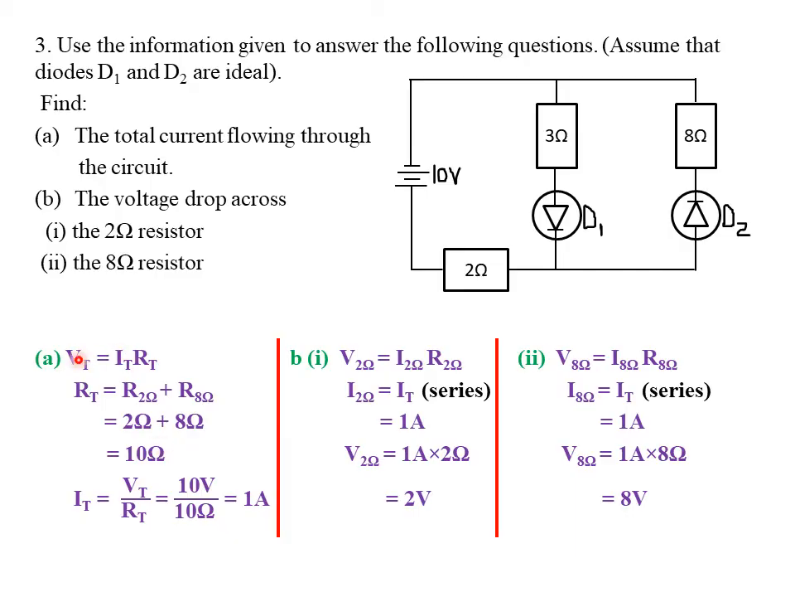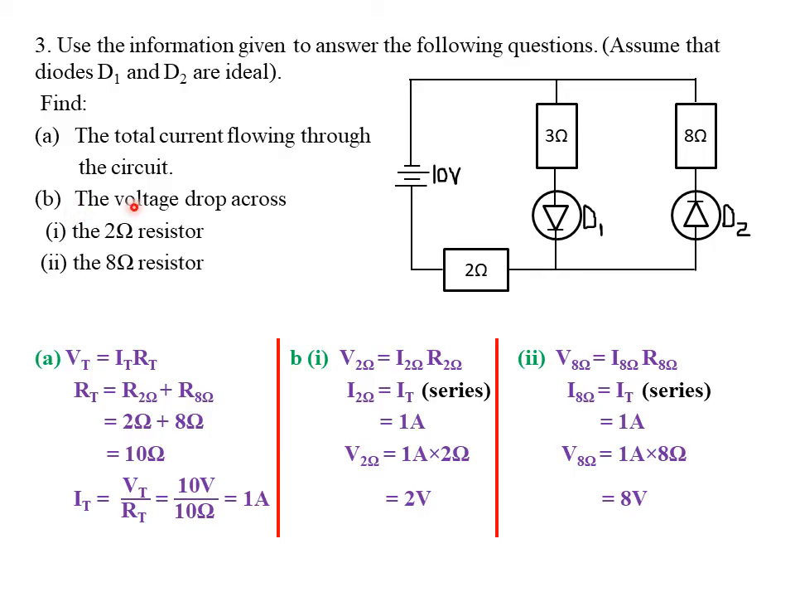Now, from V equals IR, if I make total current the subject of the formula, I'll divide through by R total. Therefore, total current is equal to total voltage divided by total resistance. Total voltage we are given as 10 volts, divided by total resistance, which is 10 ohm. So 10 divided by 10, you'll get 1 ampere as the total current through this particular circuit.